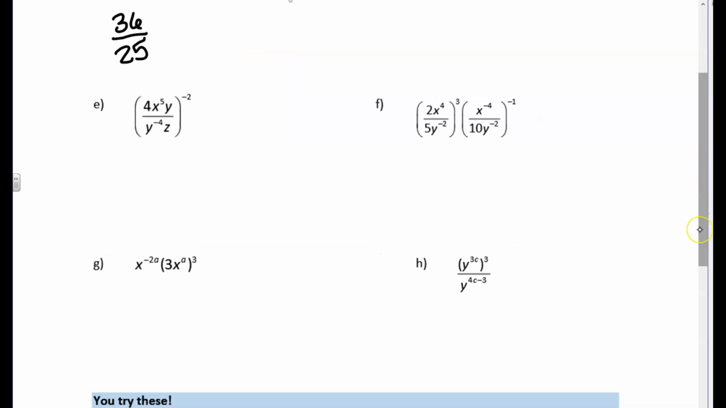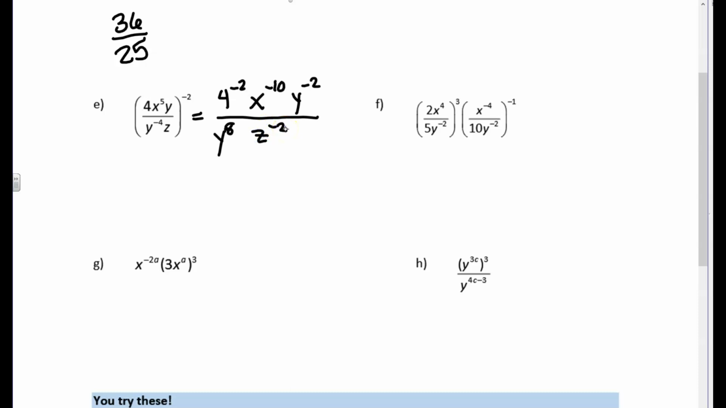Coming on down here, we do have a power outside, so we're going to deal with that first. I get 4 to the negative 2nd power, then x to the negative 10th power, and y to the negative 2 power, over y to the positive 8th power, and then z to the negative 2 power.